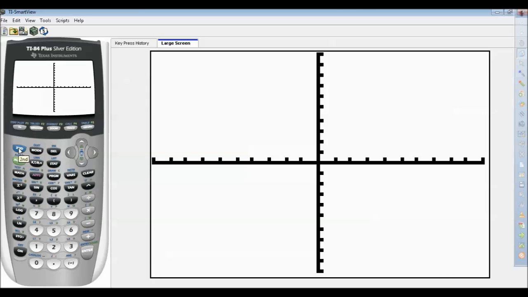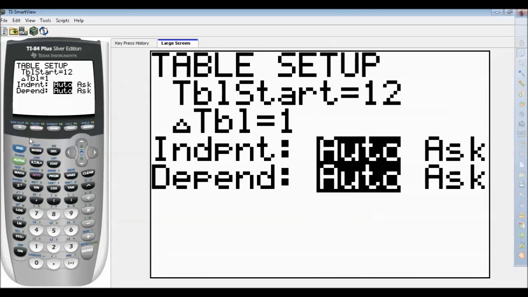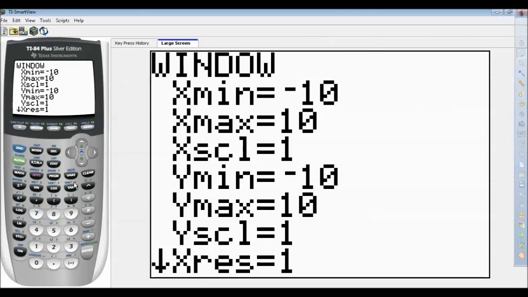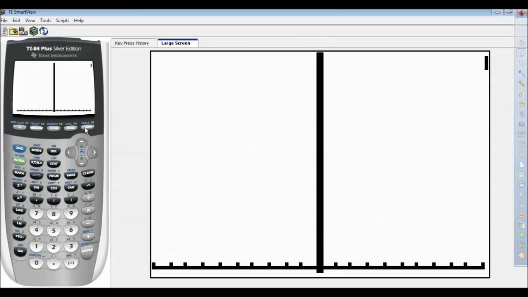So if we hit our window feature here, hit just window, and we look at the y range here, we're going from -10 to 10. Well, we need a lot more than that. Remember, the starting value there was 1150. So let's make it go to, I don't know, 1200. Now let's hit graph. There we go, we can see it a little bit.